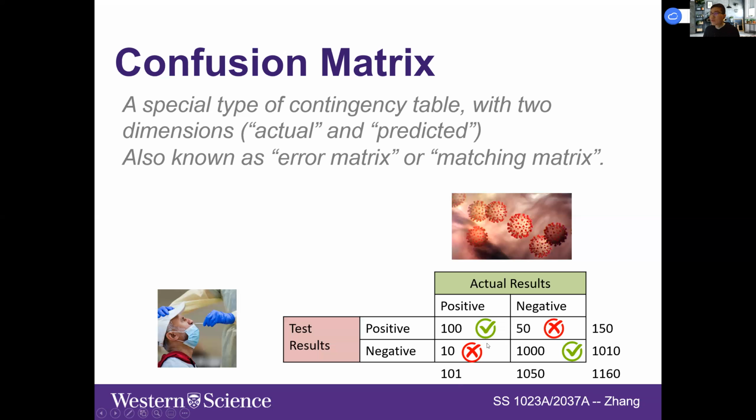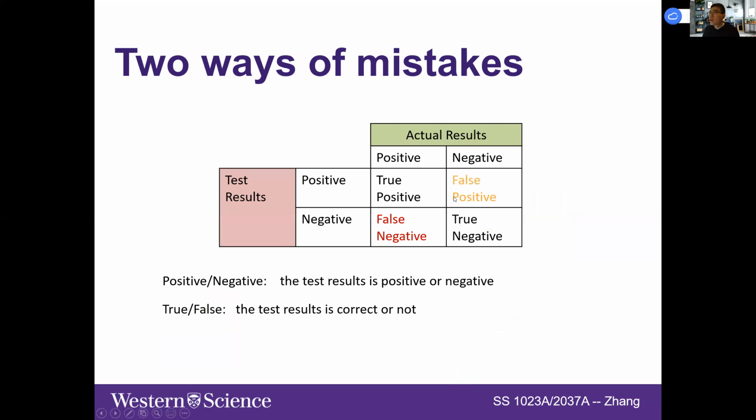But in fact, although there are two cells that are incorrect, we can understand the incorrectness of these two cells differently. As you can see in our COVID-19 example, if our test is positive and this person is actually a negative person, this mistake will probably make this person quite stressed out, right?